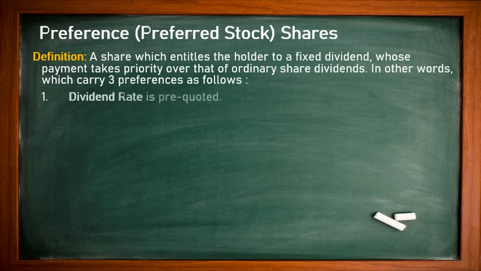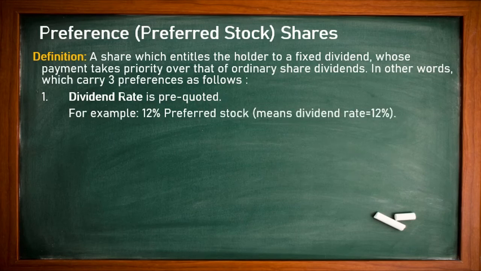Number one, dividend rate is pre-quoted. As we discussed, the equity share will get any benefit, whatever is left after paying everyone. But preferred stockholders have a fixed amount of dividend they receive every year. That's why they have a pre-quoted dividend. What is the meaning of pre-quoted? For example, 12% preferred stock means the dividend rate is 12%. So every year they will get 12% as a dividend on their investment.